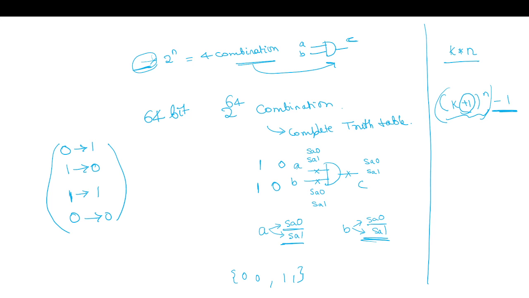Say, let's just take this one. Here we have 3 fault sites, so n is equal to 3. If I consider stuck at 0 and stuck at 1, then k will be 2. In that case, what will it be according to the formula? 3 raised to the power 3 minus 1, which is 8.